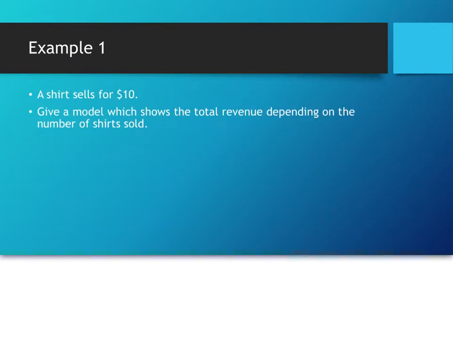All right, so let's take this example. Let's say a shirt sells for $10. So give a model which shows the total revenue depending on the number of shirts that are sold. All right, so the number of shirts is our variable here, and we want a model. So I want you to do two things. I want you to try to think about, you can push pause on the video, think about what type of situation we're in. And also, after you figure out what sort of situation we're in, create the model. All right, so push pause on the video and do that.